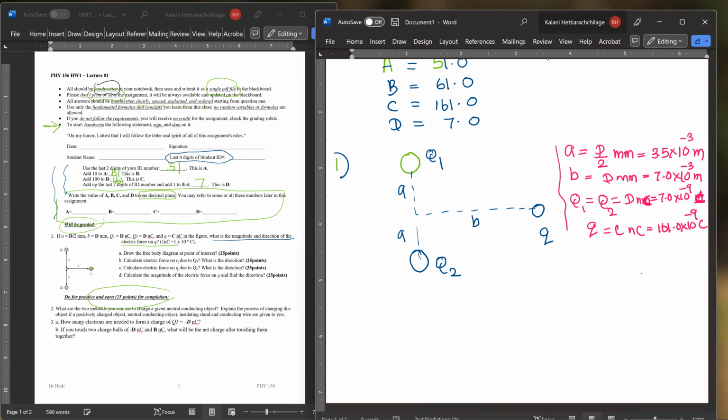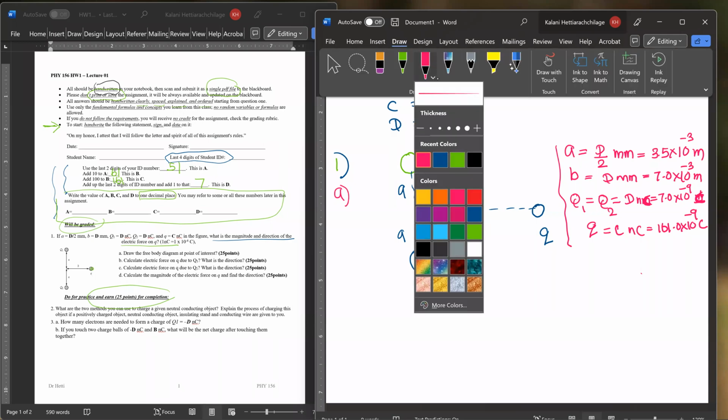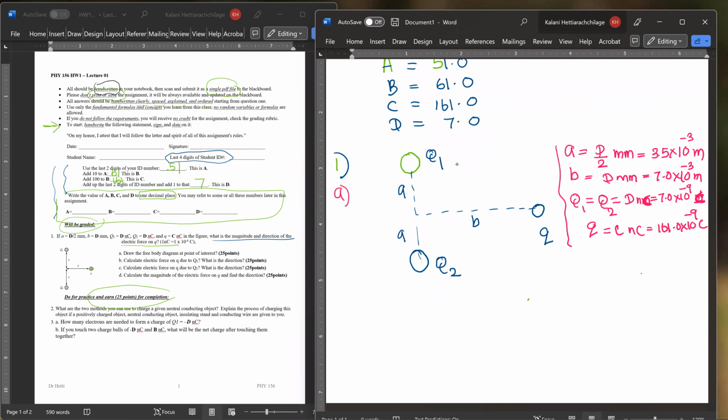Okay, so now I have everything in here, right? Now part A. Part A is asking you to draw the free body diagram. So you're going to draw the free body diagram on your point of interest. The point of interest will be lowercase q, and I'm going to connect these lines because we know that Coulomb's law will be explaining the force in between two charges. So now one thing I need to see is the sign of those charges. It seems to me all the signs are positive in this question, right? So now we're going to draw the free body diagram.